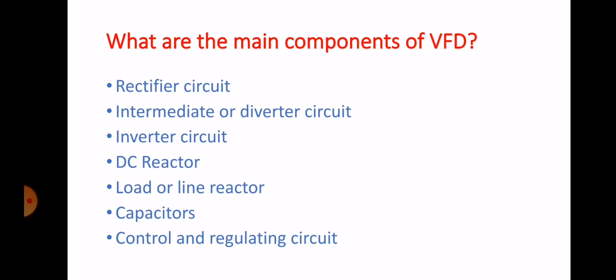And the next component is capacitors. There are two types of capacitors used in a VFD. One is DC capacitors, which are used for filtering of DC power, and the second is AC capacitors, used on the motor side to control the power factor. And the next main equipment is the control and regulating circuit. This is the main controller of any VFD system. These are the major components of any VFD system.